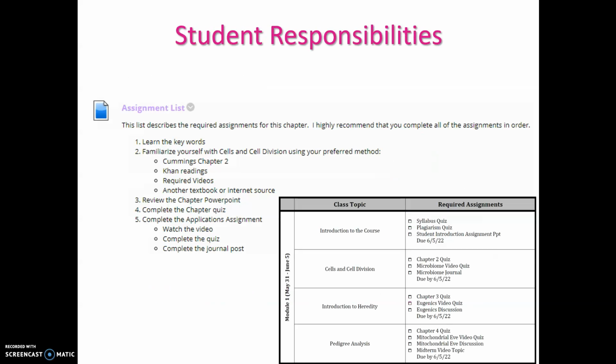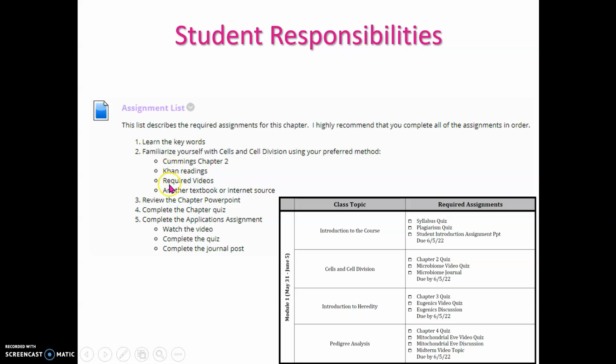When you go on to Blackboard, there's another video that shows you how to work through Blackboard and where everything is, so be sure to watch that as well. When you get into the folder, you'll see an assignment list that tells you everything that you should do for that assignment. So learn the keywords. They are given to you on Blackboard. Just read over them and familiarize yourself with the topic.